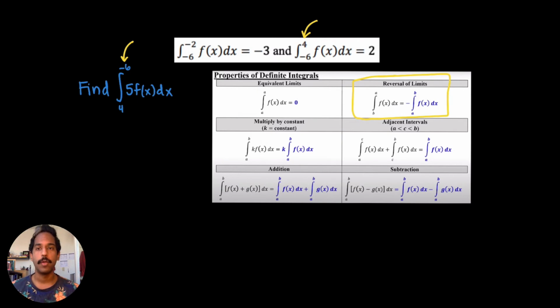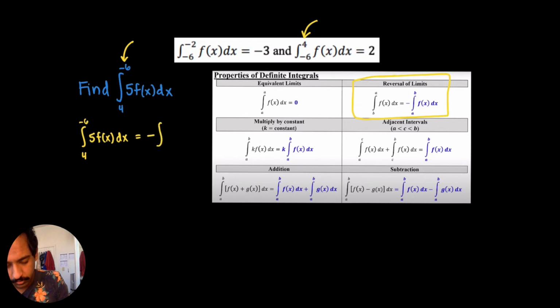And so, if I want to find the integral from 4 to negative 6, that'll be the same as finding the negative integral from negative 6 to 4. So I'm going to write that out. We want to find the integral from 4 to negative 6 of 5 f of x dx. And we know that's going to be the same as the negative integral from negative 6 to 4, because again, we're just flipping, and we keep everything else the same.